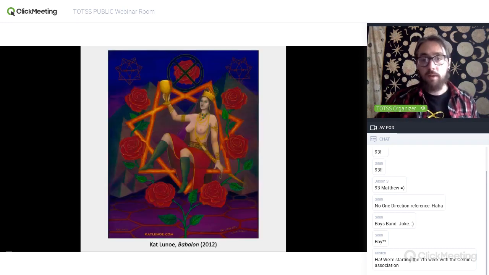Here. Now, there have been a lot of artistic representations of Babylon, but here's one by Kat Luneau, and some of you may be familiar with her. I'm sure some of you are already familiar with her work. This is a painting of hers called Babylon.